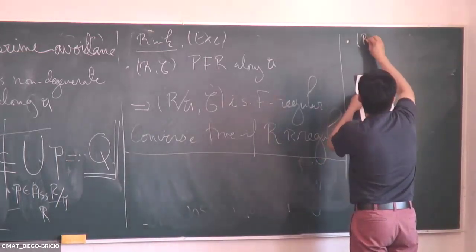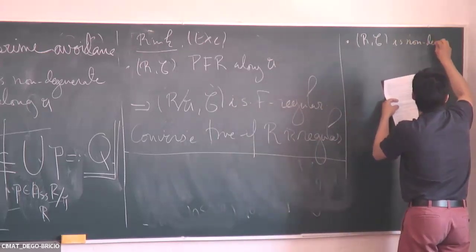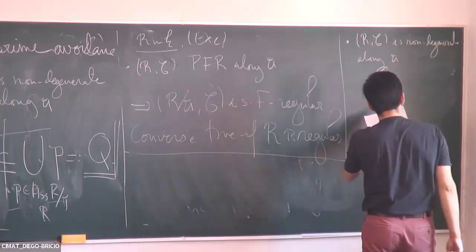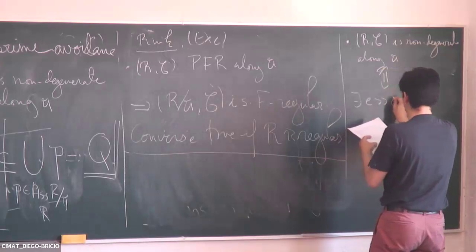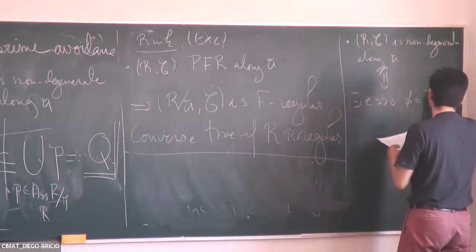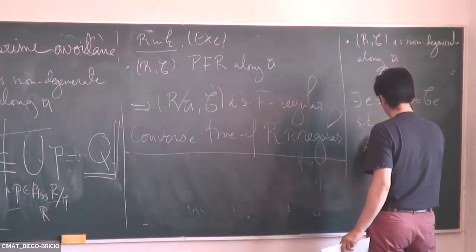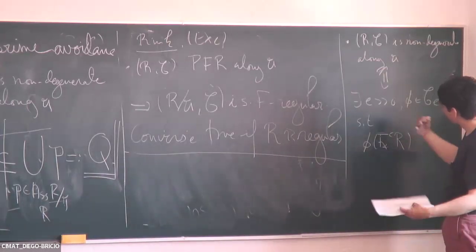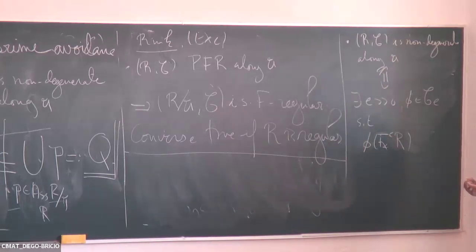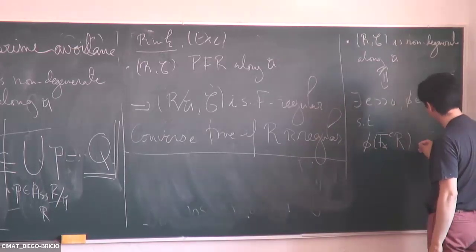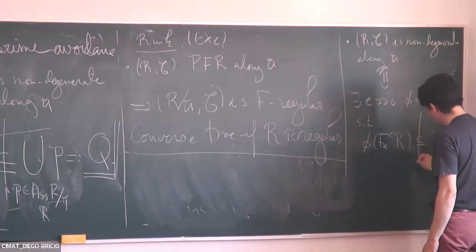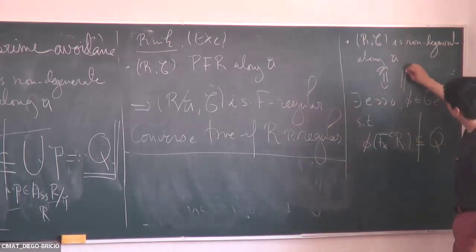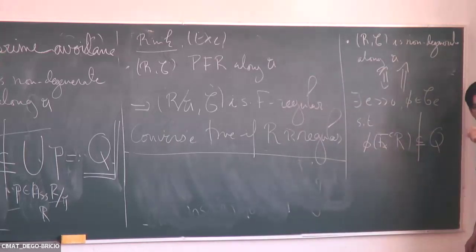So (R, C) is non-degenerate along A if and only if there exists E sufficiently large and phi in C_E such that the image of that single phi avoids every minimal prime of A. Okay, this is the point, that this is not contained in every minimal prime, or equivalently, just to say it very shortly, it's not contained in Q, where Q is the same union I wrote over there. You see, so definitely this implies this. But the converse is true.